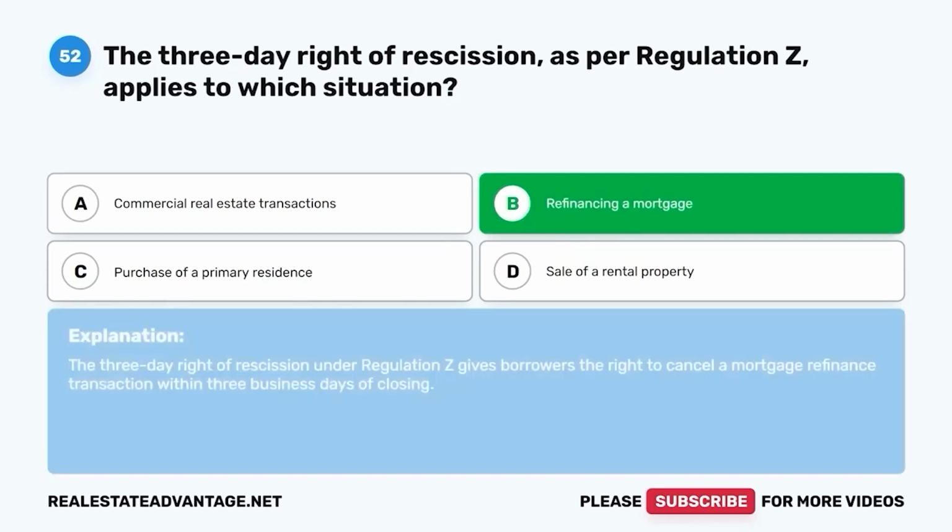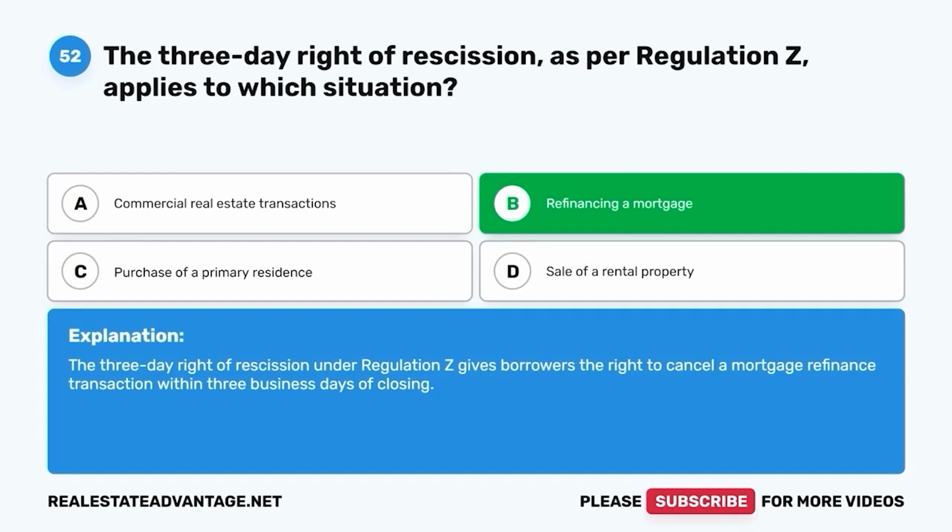Refinancing a mortgage. The 3-day right of rescission under Regulation Z gives borrowers the right to cancel a mortgage refinance transaction within 3 business days of closing.